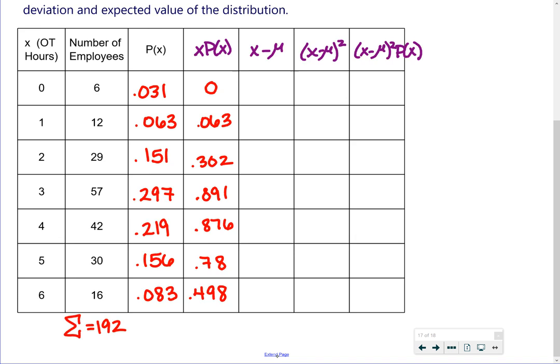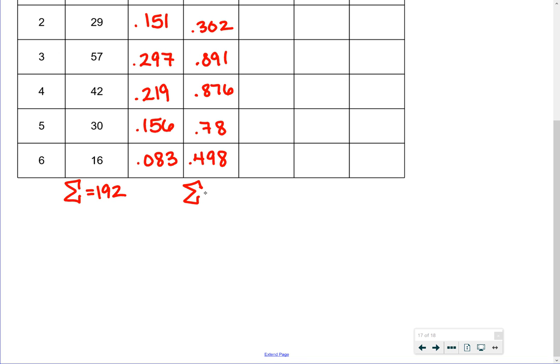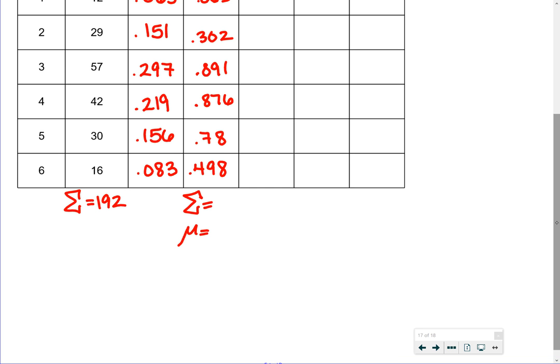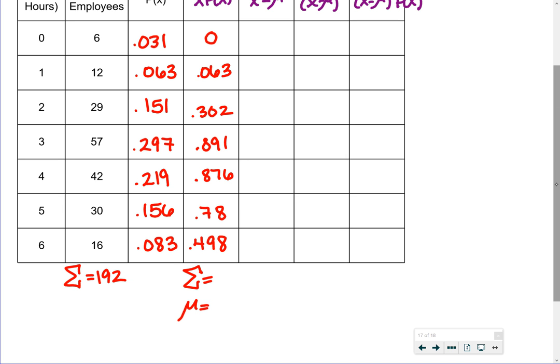If now we sum up that column, that is our mean. Okay, so we need that before we can do anything else. Sum of all of our x's times p of x's. And I get 3.41. So the mean is 3.41. First part of my answer. Good?